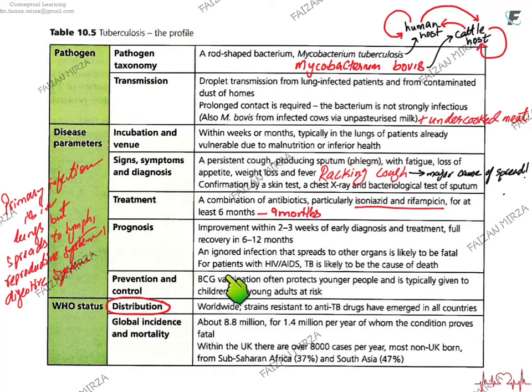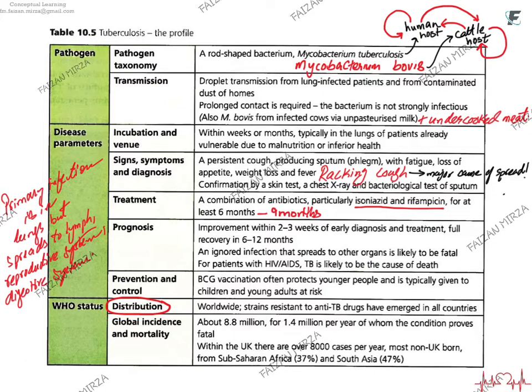That's a very long time, and the antibiotics have to be taken continuously. For prevention, BCG vaccination is used, and prognosis improvement occurs within 2 to 3 weeks of early diagnosis and starting of the treatment, but the full recovery takes about 6 to 12 months. Patients who are suffering from HIV/AIDS get opportunistic infection from TB, because their immune system is quite weakened. TB which did not get diagnosed, if it was not treated properly, would spread to other organs and it would be fatal.